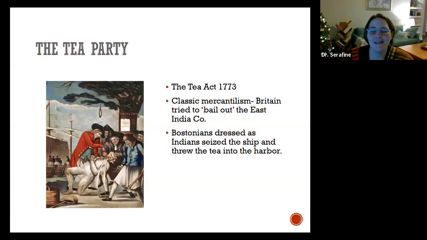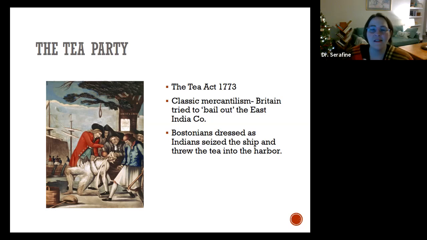1773. Again, this is another escalation. The English crown is still like, you exist to make us money. That's what you exist for. Stop being so rowdy. The Tea Act is a classic example of that mercantilism, that what the colonies exist to do is send raw materials back to England and to purchase English goods.